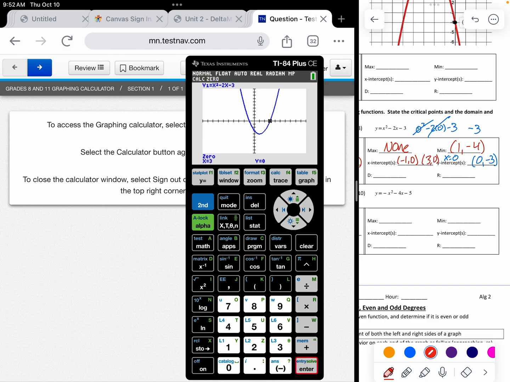For the parabola, parabolas are going forever to the left and forever to the right. So they are going towards negative x's forever and positive x's forever. The range is a little bit different.